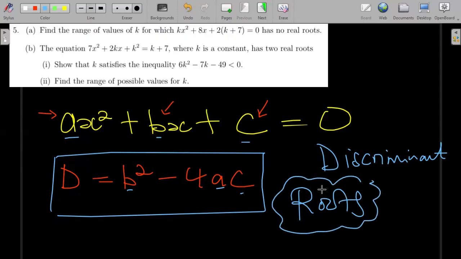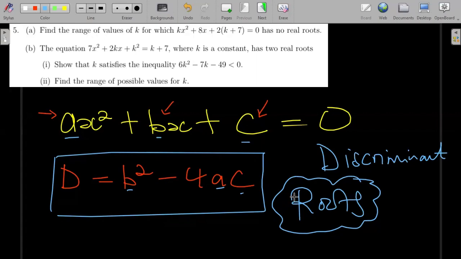Anyone who can help us, what do you understand when we say roots of a quadratic equation? Anyone who can try? What do we mean when we say roots of a quadratic equation? Anyone?